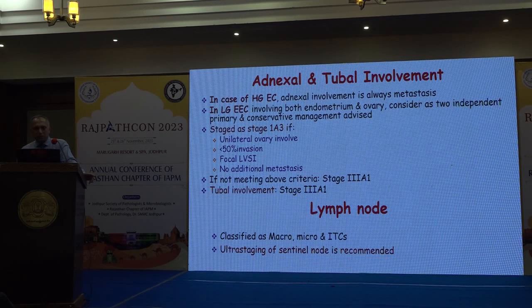stage 1A3 only if the ovarian involvement is unilateral and the uterine characteristics are less than 50% focal invasion and there is no other metastasis anywhere else. So that is the implication of this. So in stage 1 now you see there is a 1A3, where both are considered as independent primaries. That means there is an endometrial carcinoma arising in the ovary as well as the uterus, which will behave as low grade, thereby they can be treated as separate entities, hence they are included in stage 1.